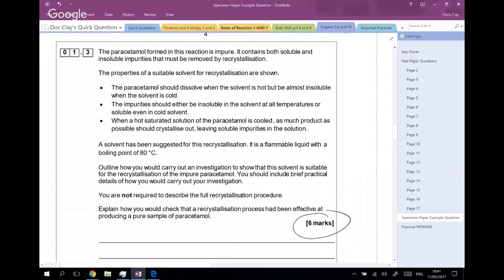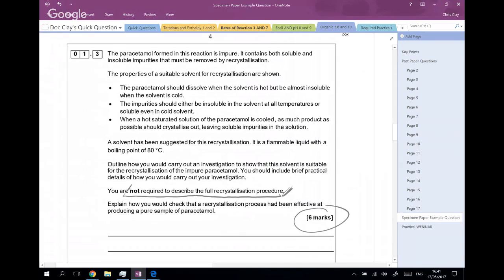This is a 6-mark question from a practical paper, and this is what I'm saying about reading the question. It's about recrystallization, so this is year 2 stuff. It says we're not required to describe the full procedure, so there's very little marks available for discussing the crystallization. What it wants us to do is identify how we'd get suitable solvents to do the recrystallization. That's a really good question to have a look at. If you want to, it's on the site.